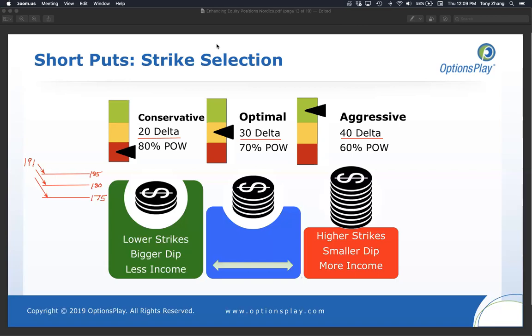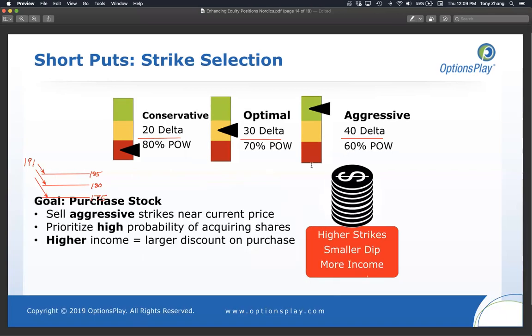So the question becomes, where should I sell my strike prices? Should I sell the 185, the 180s, or the 175s? And the answer is, you want to sell the more aggressive strikes. So our research shows that whenever you're selling a cash secured put to own the stock, you want to sell the higher strikes that require a smaller dip and it generates more income.